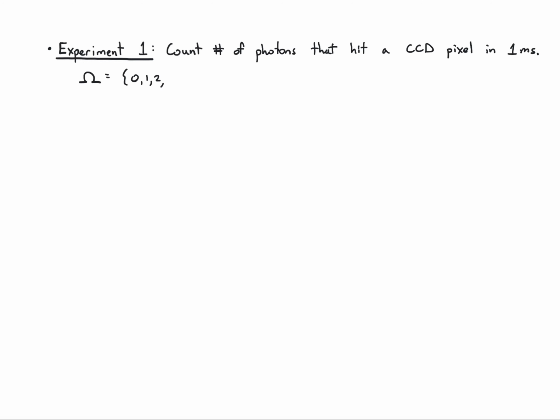Let's do some examples. So experiment 1, let's say I count the number of photons that hit a CCD pixel in 1 millisecond. So the sample space in this case is going to be maybe 0 photons or 1 or 2, and just going on. What's my random variable? In this case, my random variable is a function of omega, and it's just omega. So the experiment is to count the number of photons, and the random variable in that case is exactly the number of photons. The range is the same as the sample space in this case. So here, X is the same as the outcome, which is completely fine.